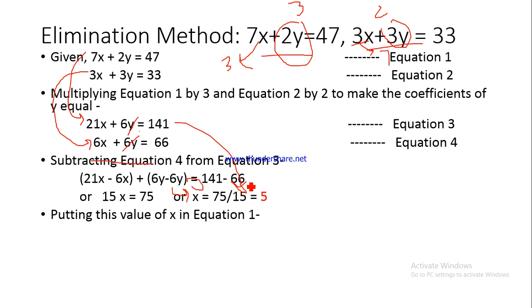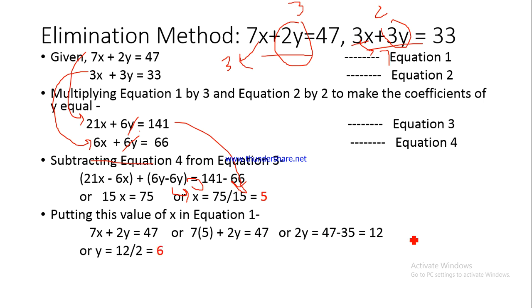And what have we got when we put this value in equation 1? 7x plus 2y is equal to 47 becomes 7 into 5, x equal to 5, since we have got this value a little while ago. So 7 into 5, 35, plus 2y is equal to 47. So 2y will be 47 minus 35 is equal to 12. And this would mean that y is equal to 6.